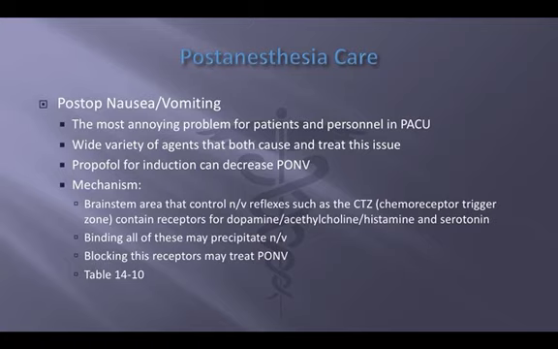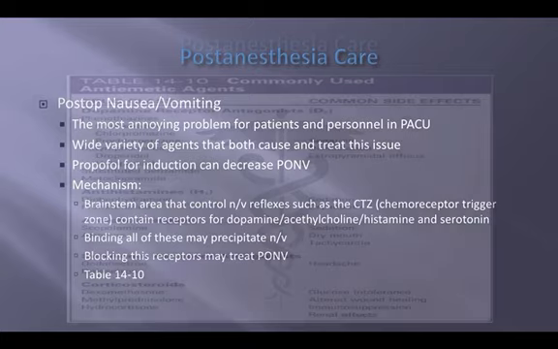The mechanism behind nausea and vomiting: the area of the brainstem that controls the nausea and vomiting reflexes is the chemotactic trigger zone. This contains receptors for dopamine, acetylcholine, histamine, and serotonin. If you combine all of these, you may get nausea and vomiting. And again, when we're trying to relax someone, whether we're using anticholinergics or benzos or whatever, you may induce this. So by blocking all of these, you can theoretically treat post-op nausea and vomiting.